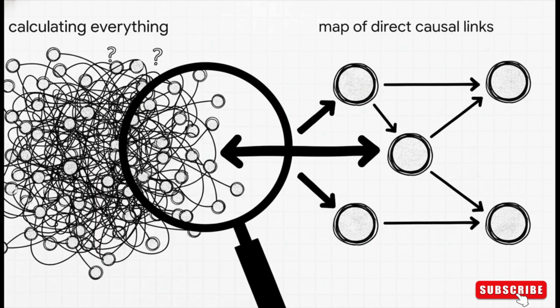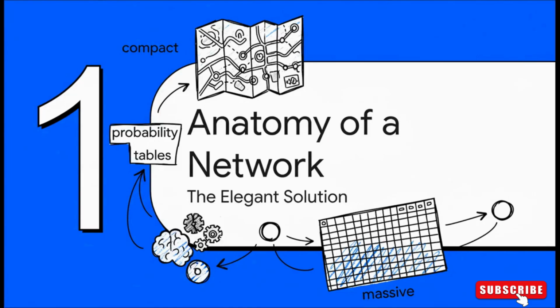What if instead of tracking every single possibility, we just focused on what actually matters? What if we could just draw a map of how events actually influence each other, focusing only on those direct causal links? And that elegant map, that's exactly what a Bayesian network is. It's a clean, intuitive, and compact way to represent that ridiculously huge probability table. So let's pop the hood and take a look at its anatomy.